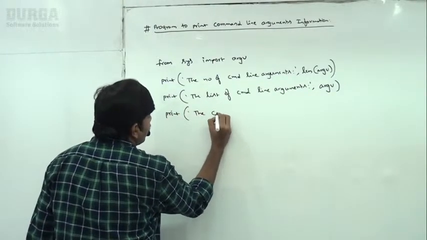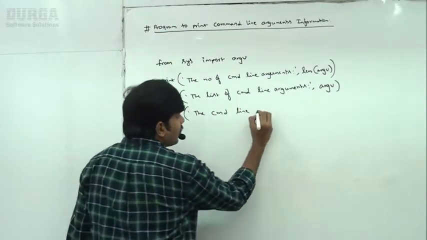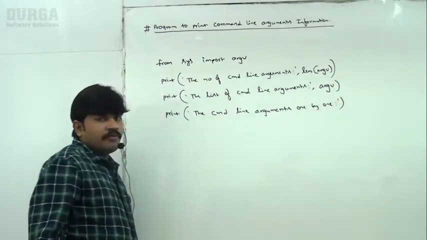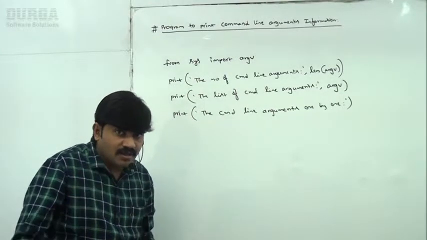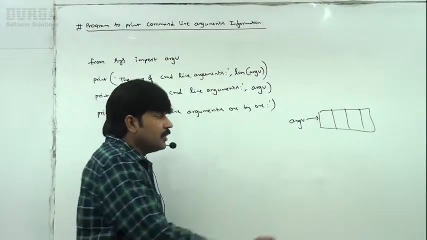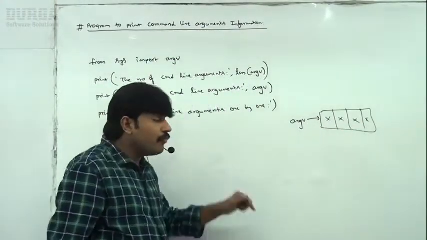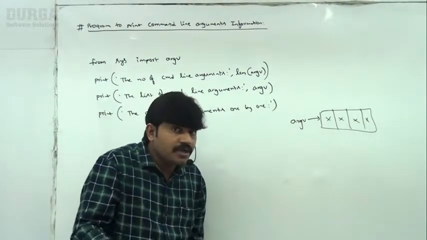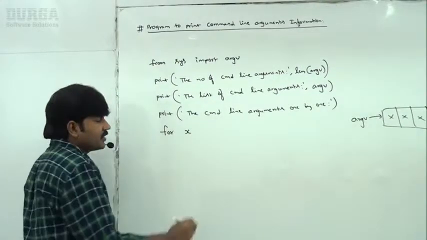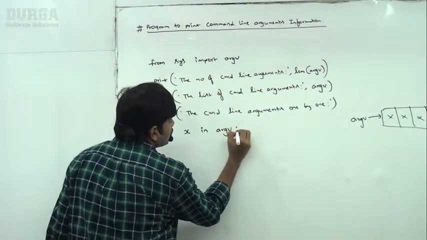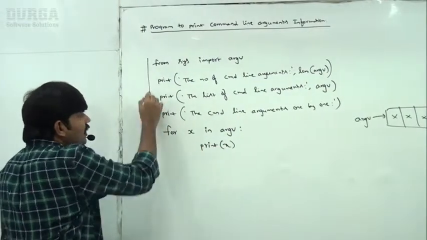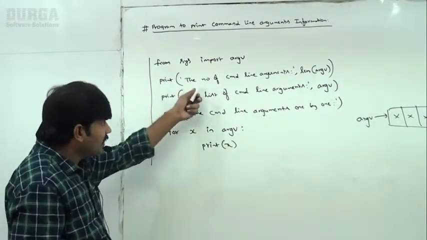The command line arguments one by one I want to print. Can you please tell whether argv is a list or not? Yes, it is a list. Internally several elements are available: the first element, second element, third element, fourth element, every element present inside this argv. Can you please print that? So a simple for loop: for each x value in argv, print x. That's all.